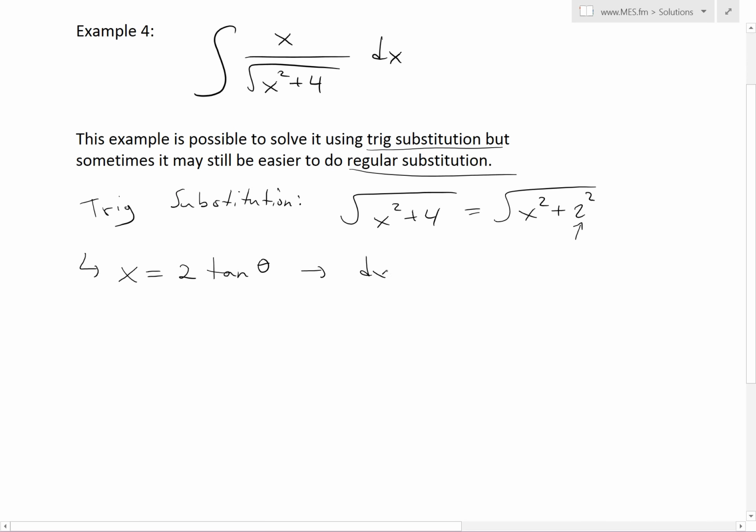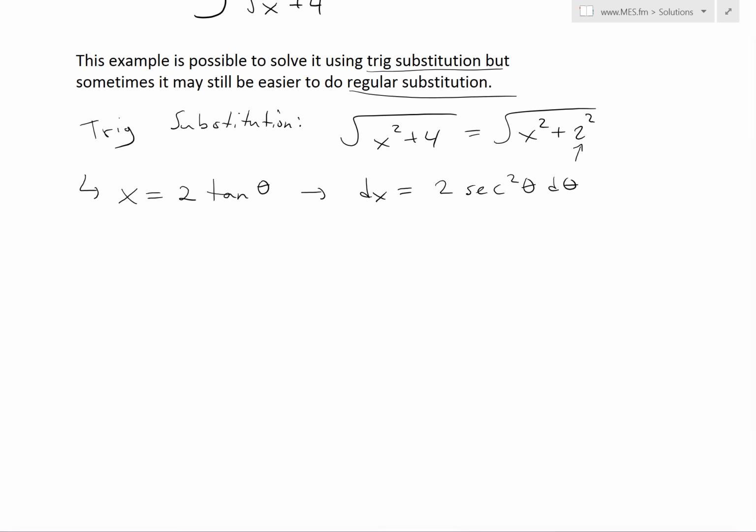Now dx, the differential, would be 2 secant squared theta d theta, and you can see proof of this in the video link below. The derivative of tan theta is just secant squared theta. Also, because tan theta needs to be a one-to-one function, we have to define theta as less than pi over 2 and greater than negative pi over 2. And the reason, again, is that it has to be a one-to-one function.